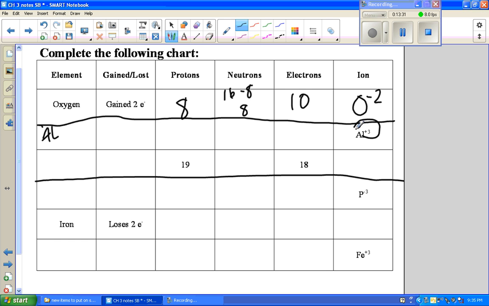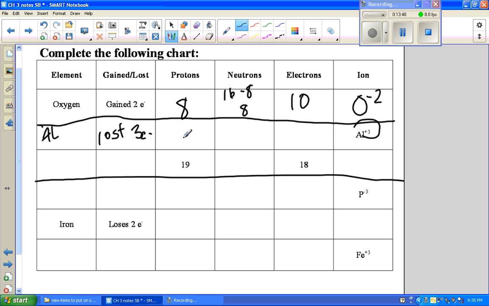Well, if it has a positive charge, it has lost electrons. And I know that seems backwards, but you got to get that in your head because it's the electrons that are moving around. So if it has a +3 charge, it lost those 3 negatives. So it lost my 3 electrons.